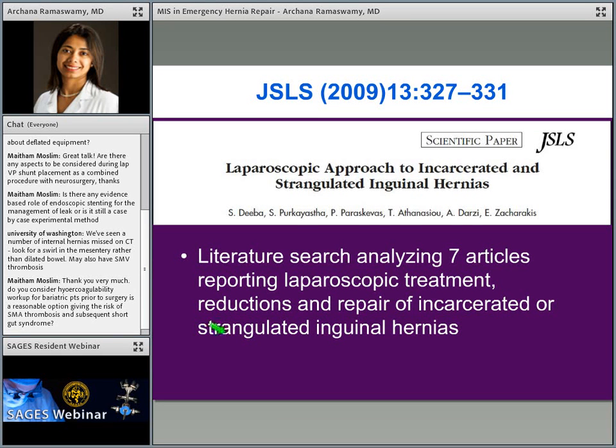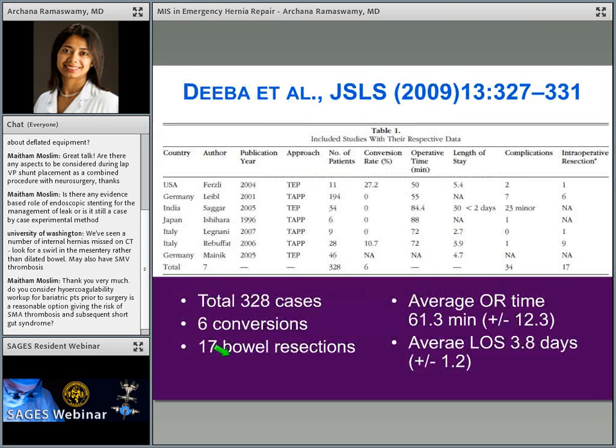So what do we have in terms of data? We definitely have more than what I thought we had out there, which was very little. This is a summary which looked at 7 articles that talked about laparoscopic treatment, reductions, and repairs of incarcerated or strangulated hernias. A reasonable amount of cases here, with 328 cases with a very low conversion rate, 17 bowel resections. Of course, remember, we're talking about case series. These are not randomized trials. A very reasonable OR time and an average length of stay, which is also relatively short.